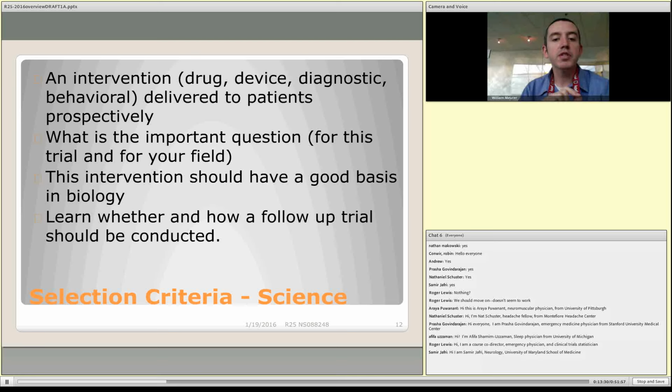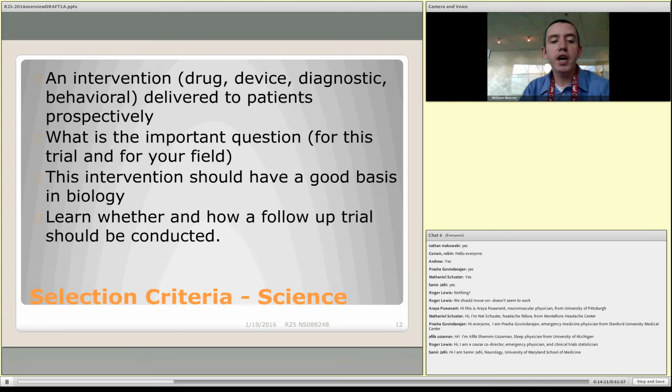The issue is that our course is designed to help you set up a clinical trial. Sometimes these are defined differently by different IRBs and different entities, but what we are looking for is some intervention, a drug, device, or diagnostic or behavioral intervention delivered to patients prospectively. And again, when you're filling out the application, think about what is the important question for this trial and for your field that you're moving science forward for. The intervention should have a good basis in biology, or if it's a behavioral intervention, a good basis in theory.